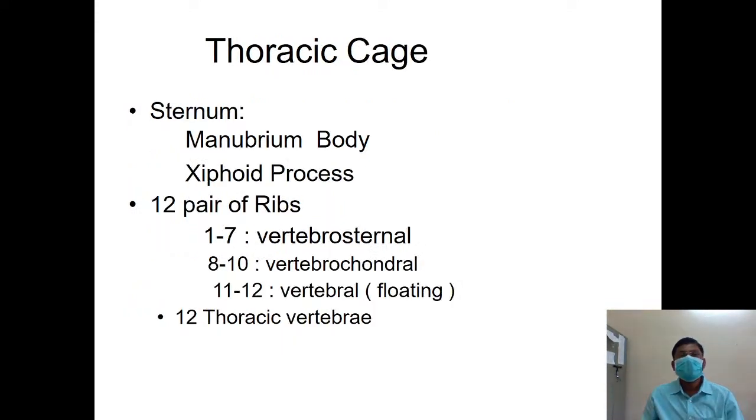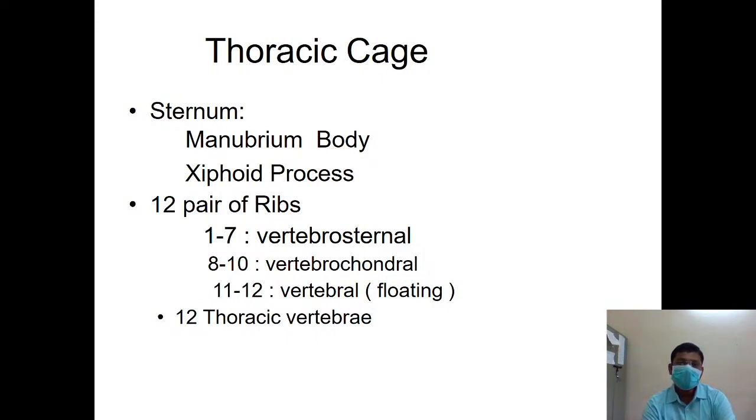So the thoracic cage contains a few bones. That is the sternum, the most important one, which is in the anterior aspect of the thorax, composed of the manubrium, body and the xiphoid process. And this thoracic cage also contains 12 pairs of ribs.